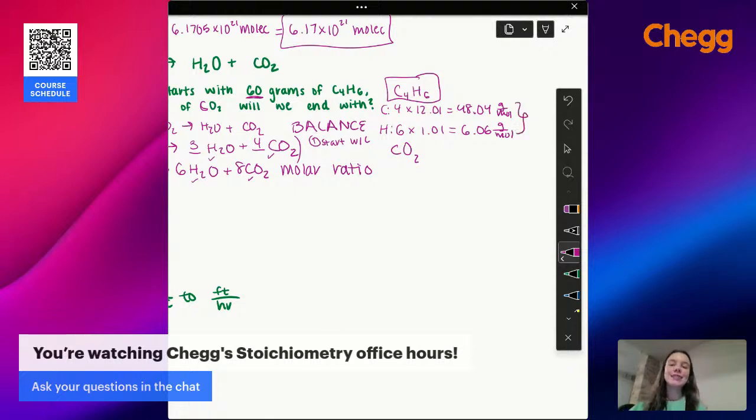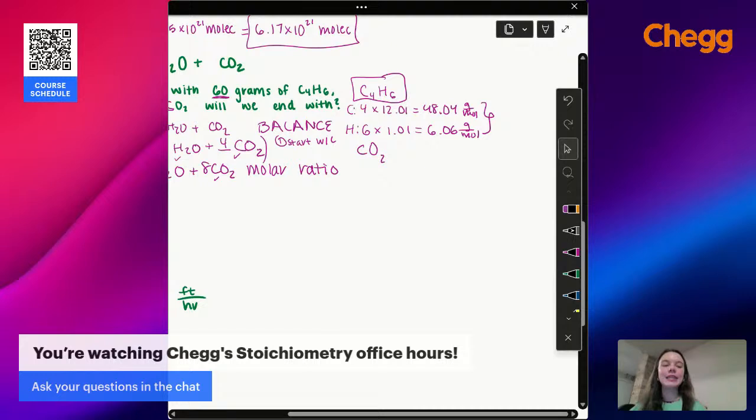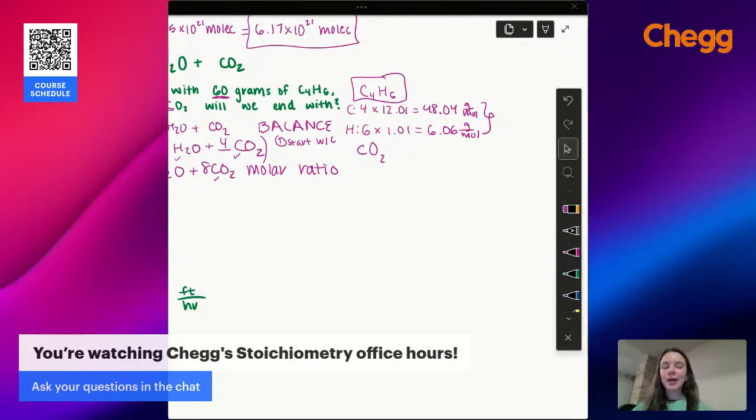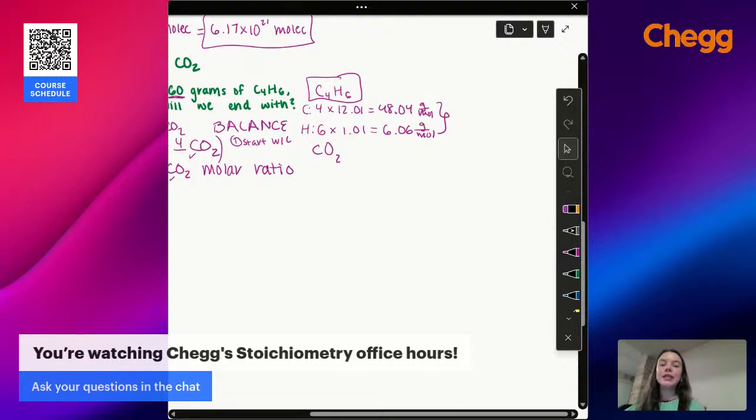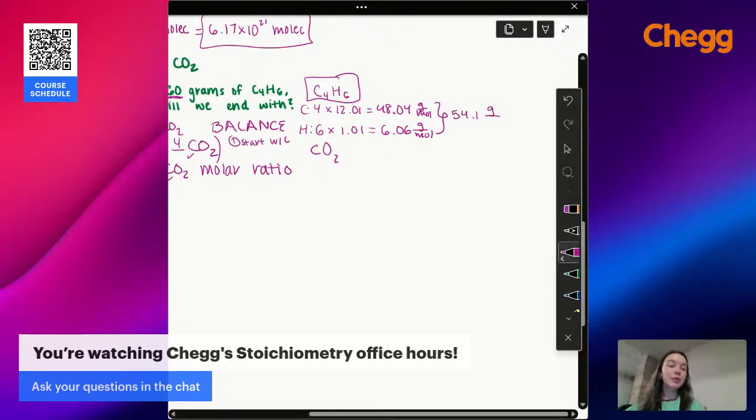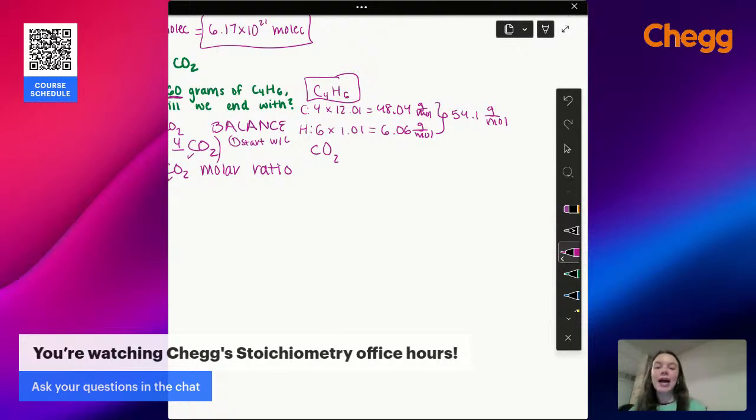What is that last step to find that overall molar mass? Does anybody know? I'll give y'all about 10 seconds to tell me what that last step is. 10, 9, 8, 7, 3, 2, 1. All right, so now we have to add that together. That's that last step. We have to add that 48.04 plus 6.06. What do you guys get when you add that together? All right, it should be 54.1 grams per mole.